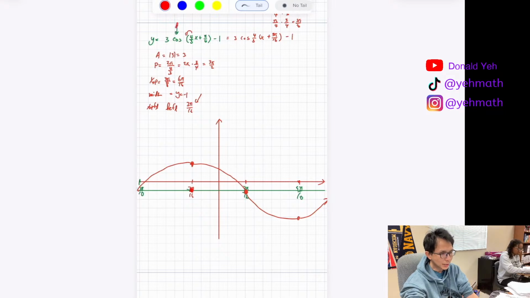Now, since this is a cosine, start at a peak. If it starts at a peak, then that's going to be 3 units above that. If it's a negative cosine, it's going to start at a trough, because cosine only starts at a peak or trough.